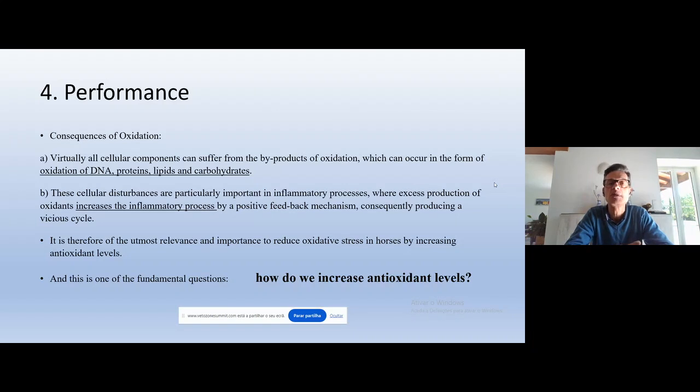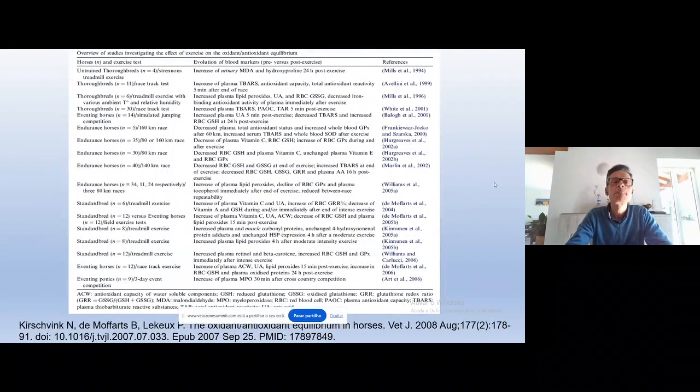It's not only the inflammatory processes. Today we know that an excess of ROS also induces a state of hyperalgia, where the animals are just more sensitive and more painful due to the increase of ROS. So it is of the most relevance and importance to reduce oxidative stress in horses by increasing antioxidant levels. And this is one of the most fundamental questions: how do we increase antioxidant levels? What are the others doing in order to reply to this question?